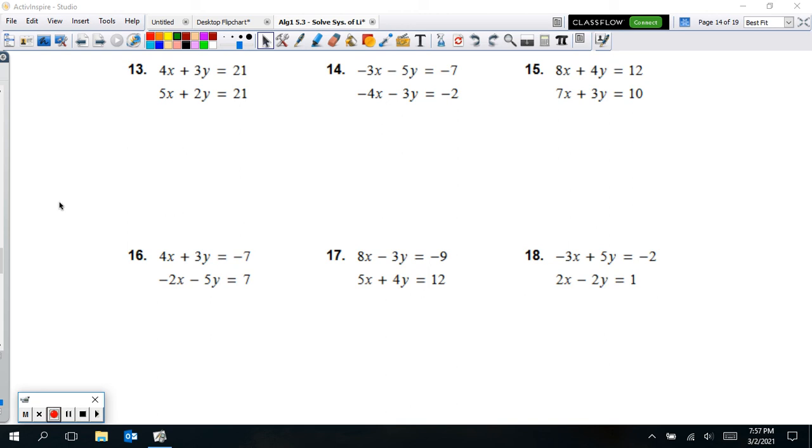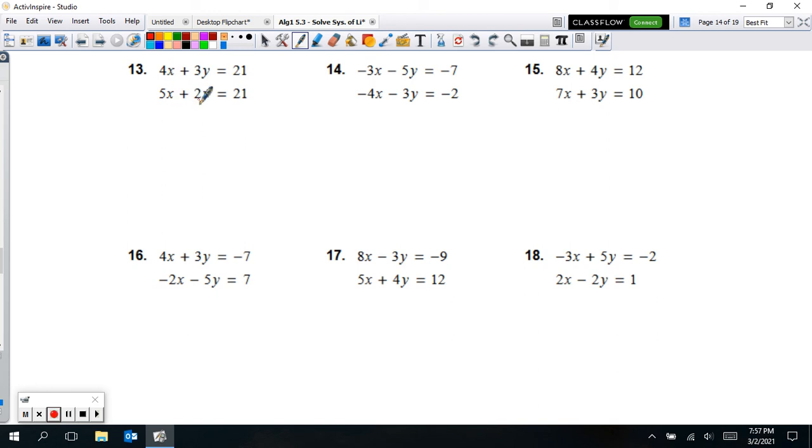Alright, so I'm going to do 13, 15, and 17. I'm going to do the odd ones and have you do even ones on this one. That's because 16 is going to be one of the easier ones there to do. So starting with 13, we can see that they're both going to need to be adjusted here.